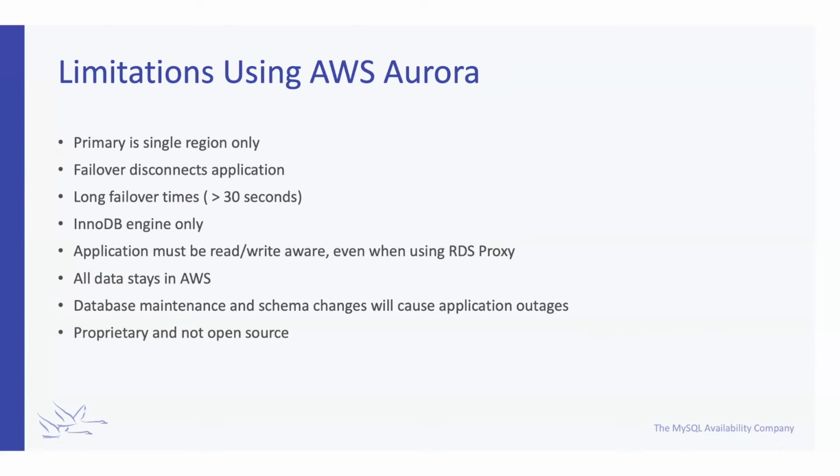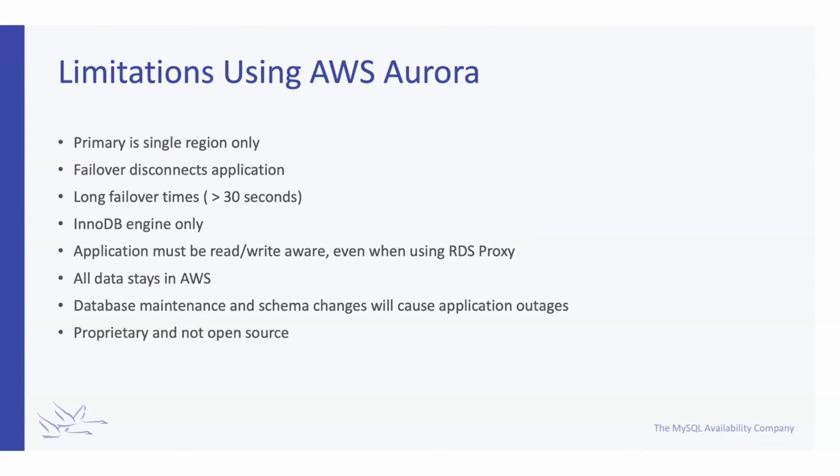Without RDS Proxy, failover is going to disconnect your application. So if the primary fails and a read replica is promoted to primary, your application will be disconnected. That could give some error messages to your customers, but also it can make your application crash, which is not a good thing at all. Failover times can be greater than 30 seconds. That's a lot by today's standards. And that could really be catastrophic for certain customers or batch processing, for instance.